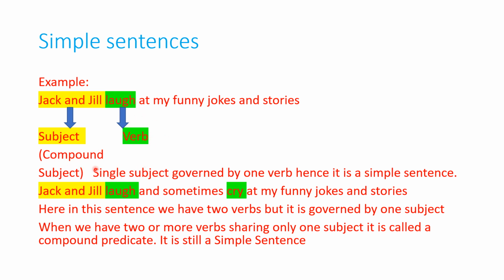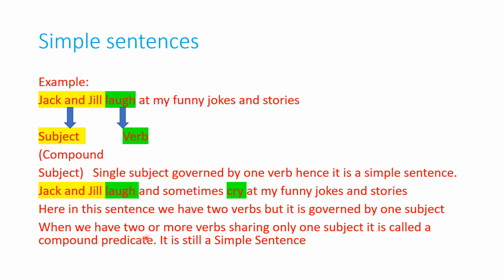In this compound subject there are two elements, Jack and Jill. So it is called a compound subject, but still it is a single subject governed by one verb, that is laugh. It is a simple sentence. We'll make it a little more complicated and say, Jack and Jill laugh and sometimes cry at my funny jokes and stories. This is also a simple sentence, though it is a little more complicated. You may think it is a complex or a compound sentence. No, this is a simple sentence. Why? Because Jack and Jill is a single subject. It is a compound subject. There are two verbs here, laugh and cry.